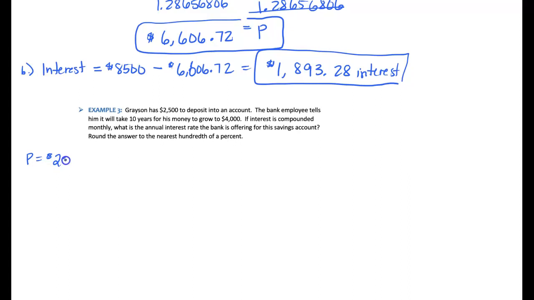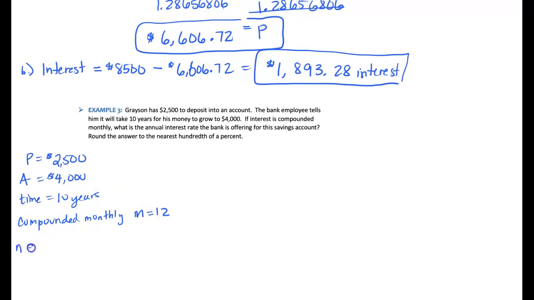Let's start with the information given. The principal is $2,500. The amount it's going to grow to is $4,000. We know that the time is going to be 10 years. We don't know the interest rate, but we do know that interest is compounded monthly, which tells us our m is 12. And to find our n, we take monthly compounding times the 10 years, for a total of 120 times that interest is compounded during the life of the loan.